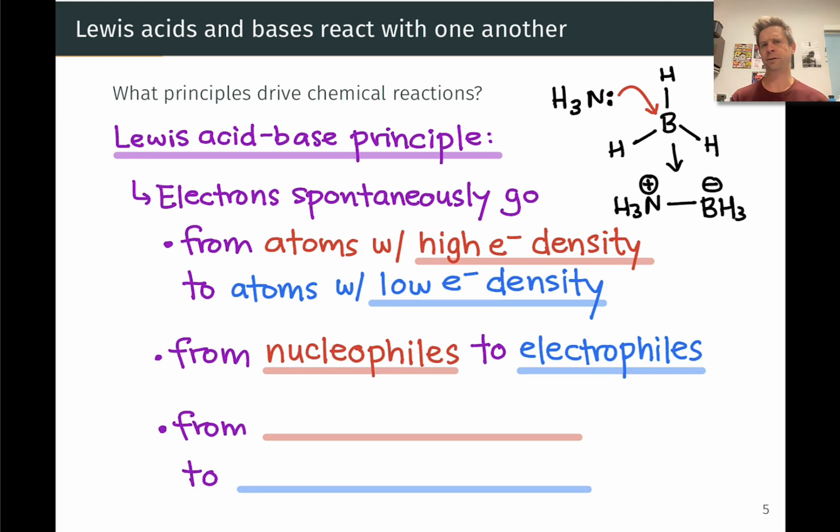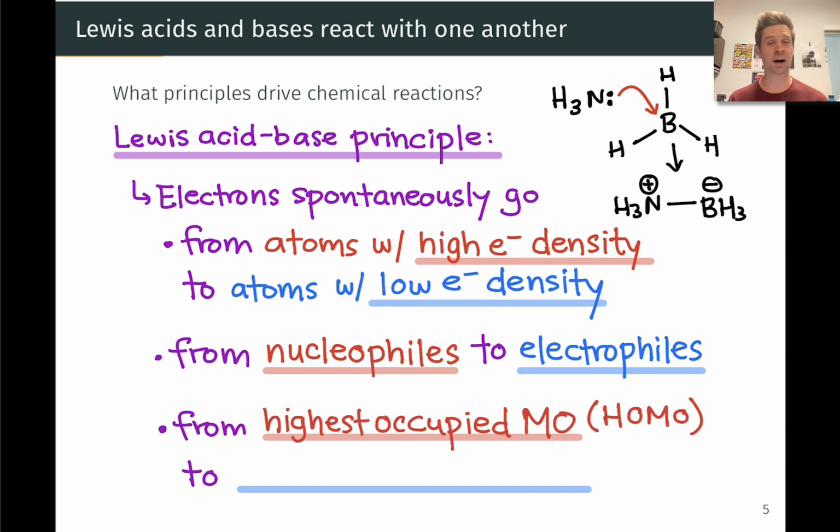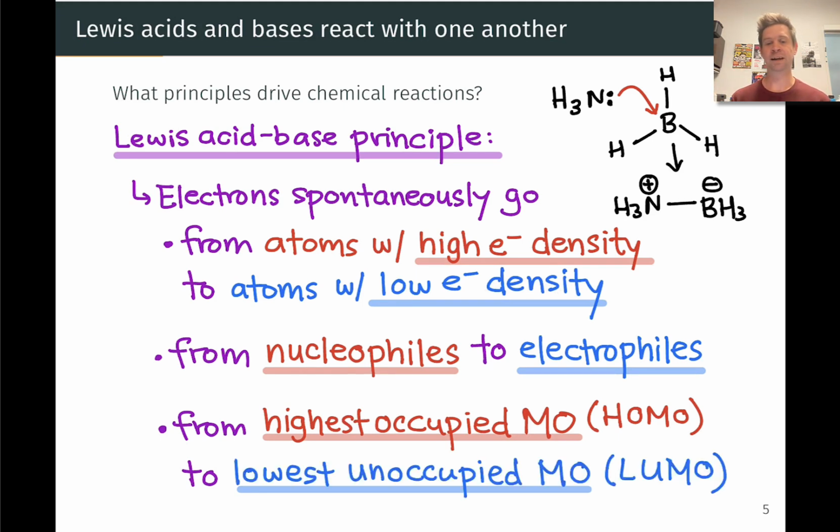A third way to talk about this principle uses the idea that the electrons that are actually donated are in a molecular orbital that is relatively high in energy, the so-called highest occupied molecular orbital, or HOMO, in the nucleophile. And where they are going is an unoccupied or empty orbital in the electrophile that is the lowest energy unoccupied orbital, or LUMO. So in general, this is probably the most abstract statement of the principle, but we'll see this idea applied to this specific example in a couple of slides. Electrons spontaneously go from the highest occupied molecular orbital to the lowest unoccupied molecular orbital.